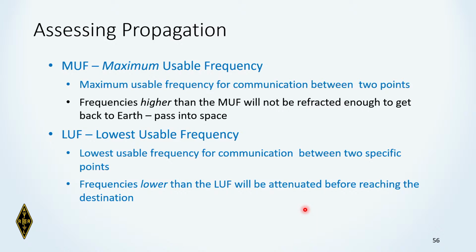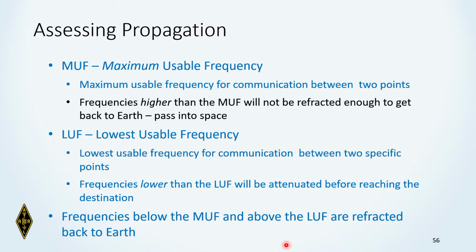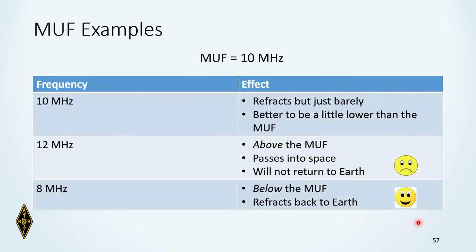So take a minute to think about that. MUF, maximum usable. LUF, lowest usable frequency. Frequencies lower than the LUF will be attenuated or be completely absorbed. And this is the Goldilocks area. Not too hot, not too cold, just right. Frequencies below the maximum usable frequency and above the lowest usable frequency are refracted back to Earth. That's happiness. And here's some examples.